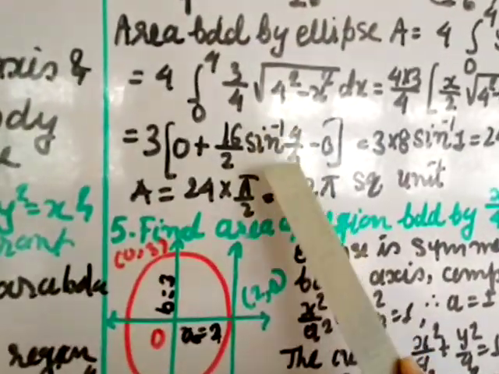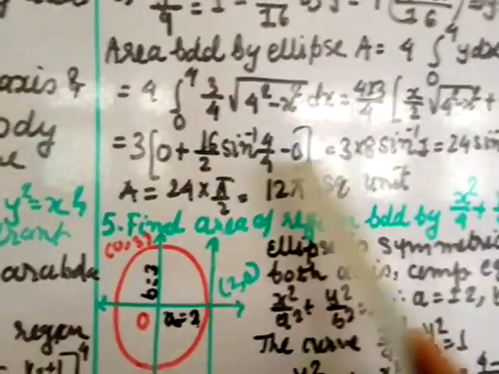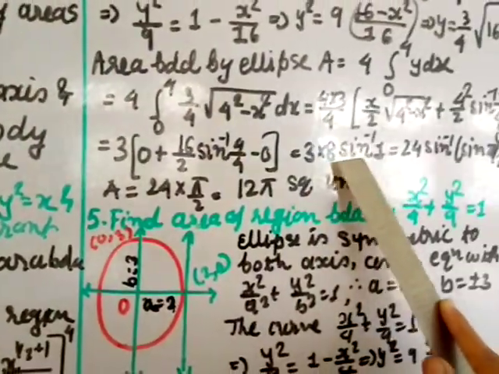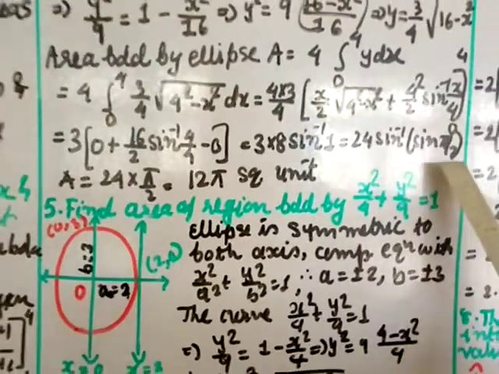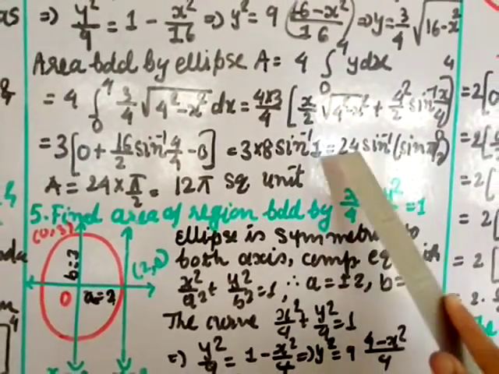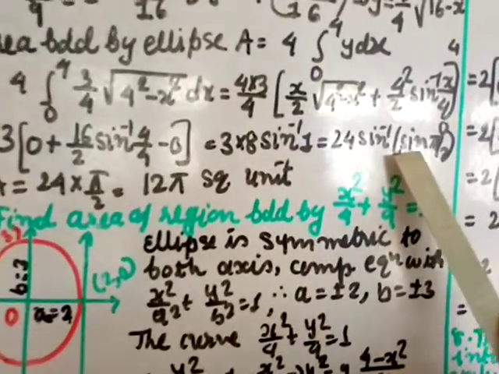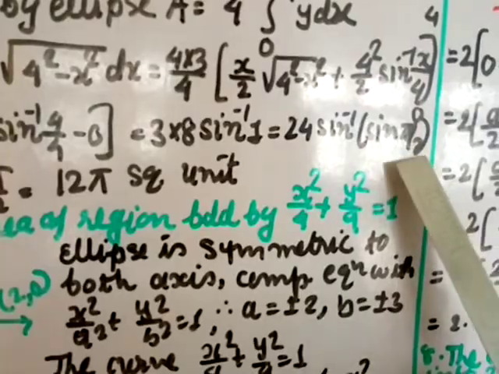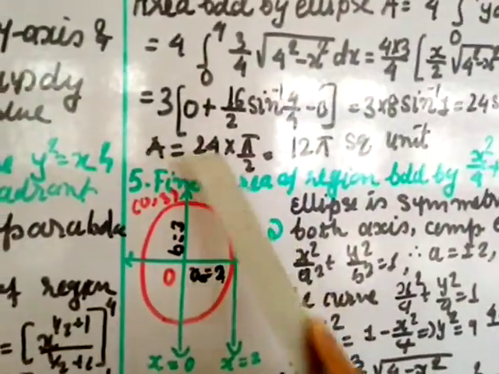Okay, now 4 by 4 cut, so you get here sin inverse 1. Here you can cut by 2, so you get 8. And here 3 is there, so 3 into 8 sin inverse 1. And then 1 can be written as sin pi by 2. Sorry, sin 1 is sin pi by 2, not sin pi by 4. Then sin inverse sin cut, so pi by 2 remains. Here 8 into 3 is 24. So 24 into pi by 2, cut by 2, so 12 pi.